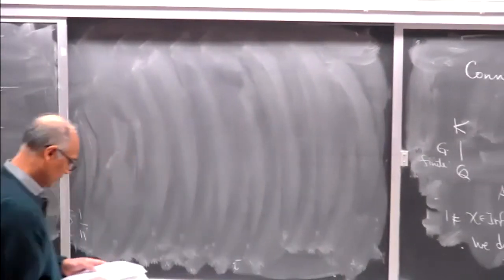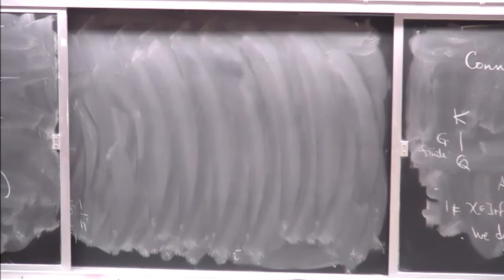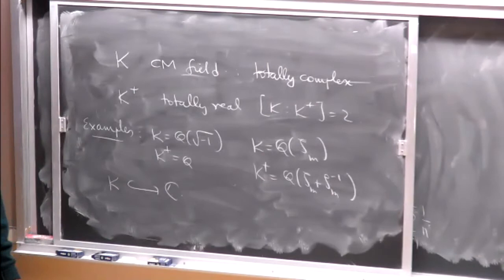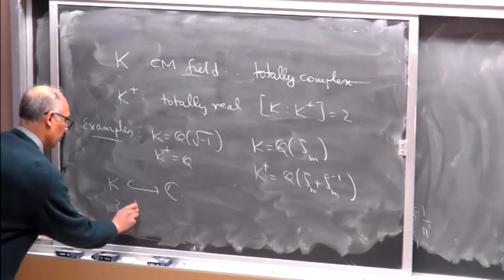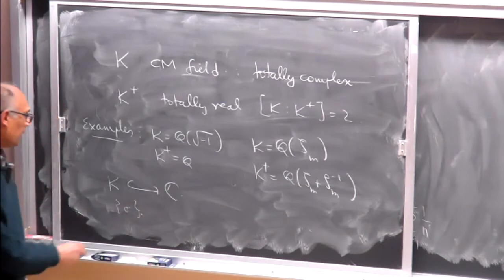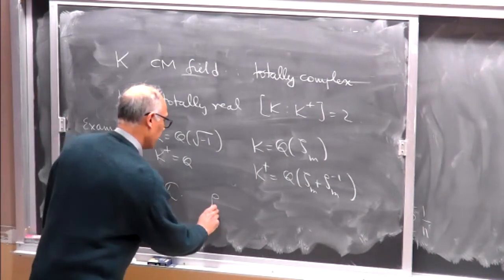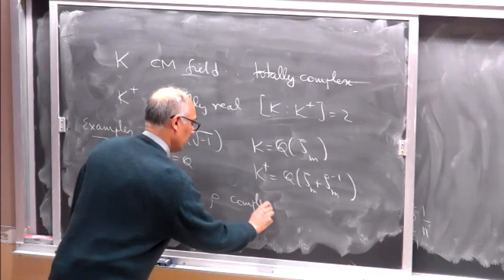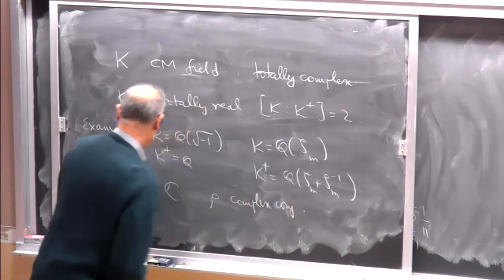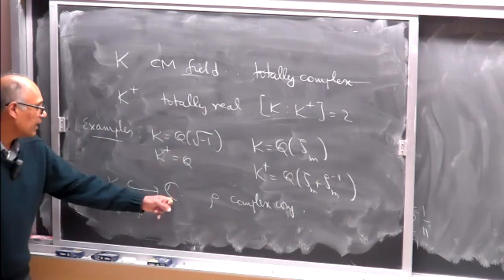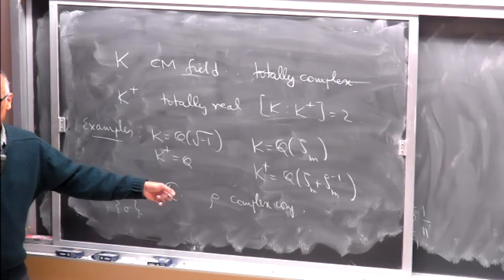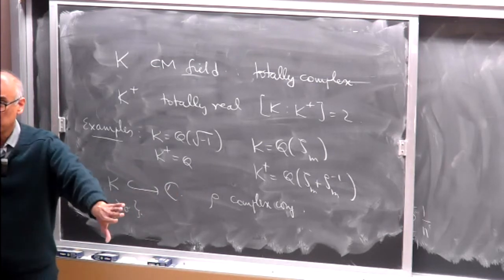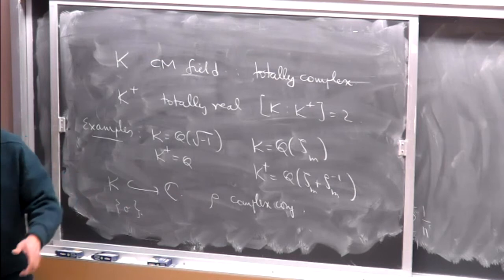Now, when I'm in this setting, what do I have? I have a CM field. So look at the different ways I can put K into C. There's a bunch of embeddings. Whenever I have one embedding, I can always compose it with complex conjugation on C to get another embedding. So the embeddings really pair up: you can pair each embedding with its complex conjugate.